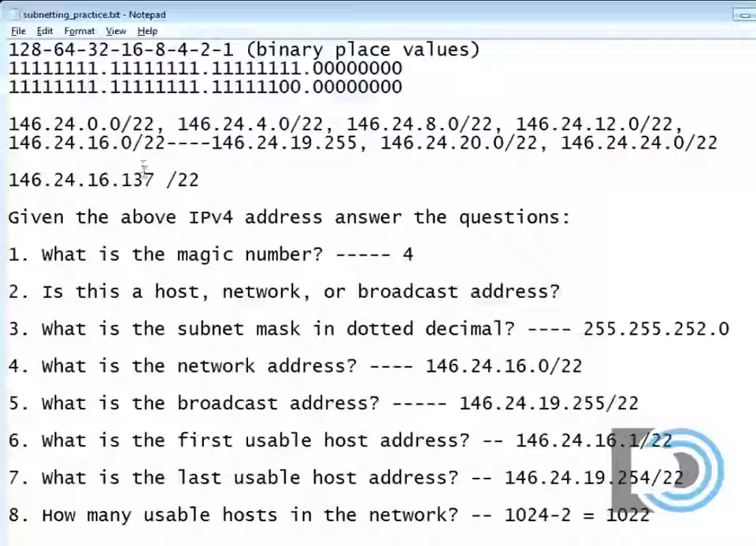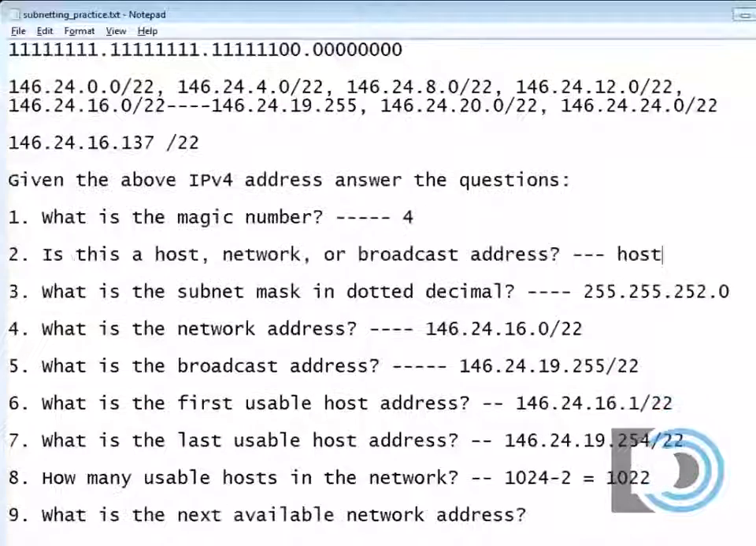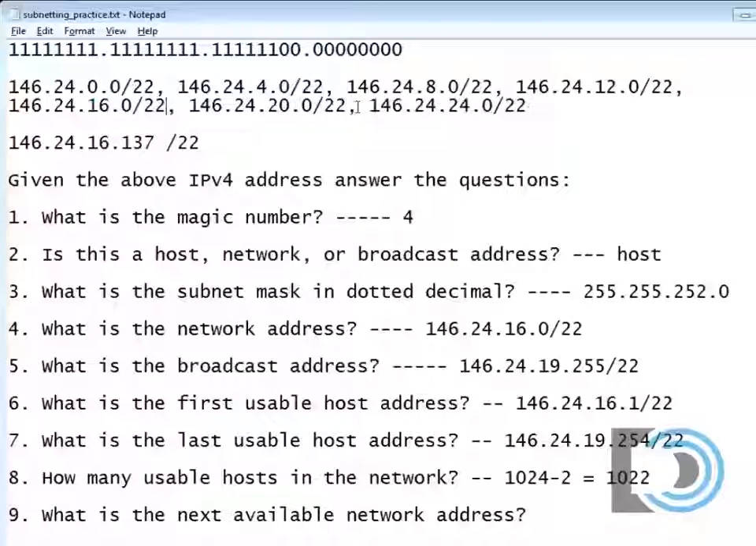Now, is this a host, network, or broadcast address? Well, 16.137 is not the network, and it's not the broadcast, so it's a valid host address. What is the next available network? Well, you just count them up. 16, the next network was, I'll just get rid of this for right now. The next network was 20. So there I have it. And there's all your answers.